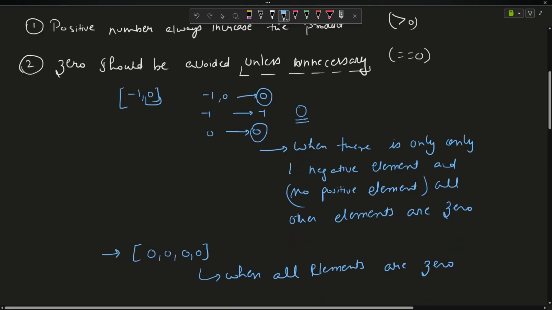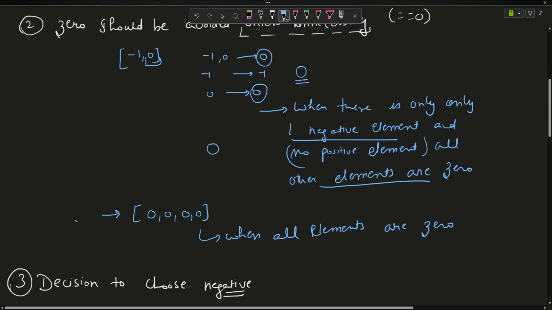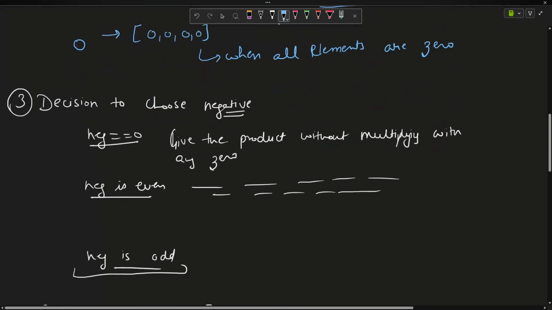At last, when the iteration is done, just check if there is only one negative element and no positive element and all other elements are 0, right? When there is only one negative element and all other elements are 0, then please return 0. Otherwise, when all elements are 0, please return 0. That is simplified and sorted, right? Second thing is, if the negative count equals 0, give the product without multiplying the 0. We are actually not multiplying.